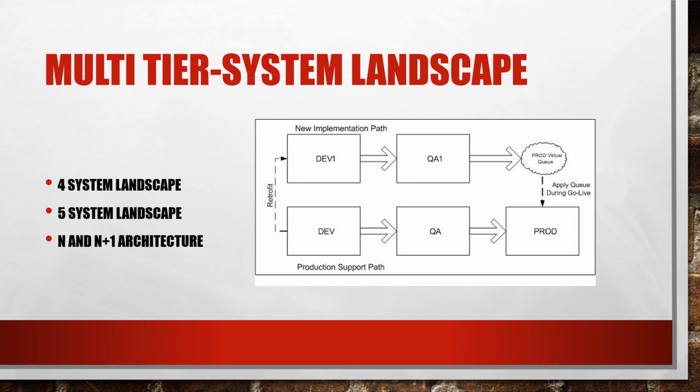For example, let's take a 5-tier system. The SAP 5-tier system is referred to as an n and n plus 1 architecture, where n indicates the current release in the system and n plus 1 is the new release of the system. Like here you can see in the example there is a dev and a dev 1 system, quality and a quality 1 system. So those are the subsequent next tier systems.